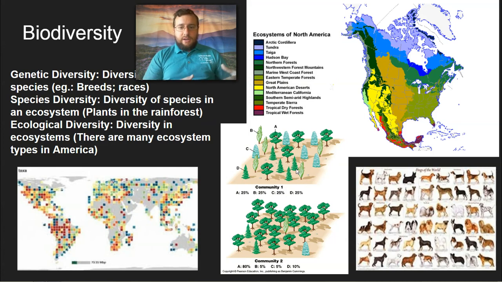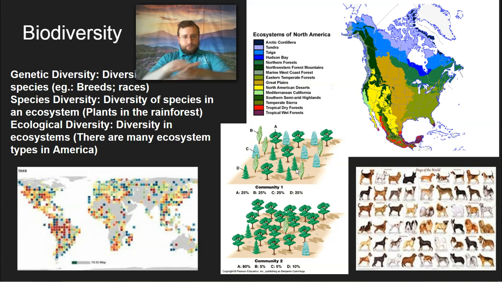You have California, which has a very interesting Mediterranean weather, because all the water blowing from the ocean hits the mountains, gets trapped, and you get a lot of precipitation in that area. So there's a lot of variety of ecosystems in our country, and that means we have ecological diversity.